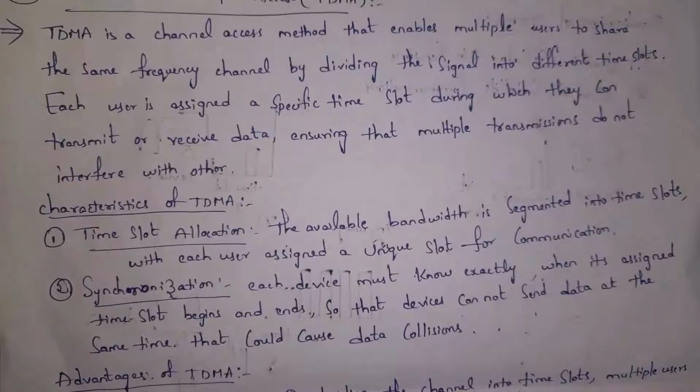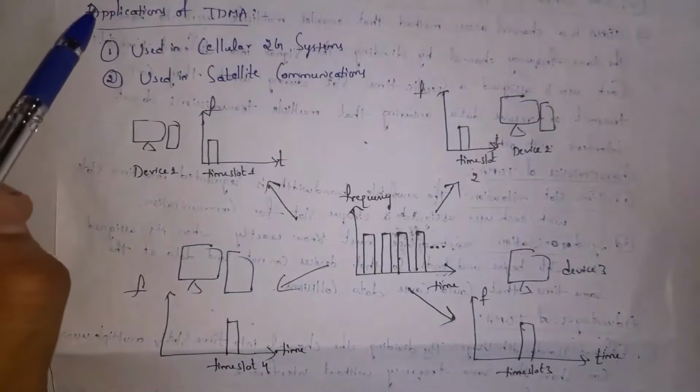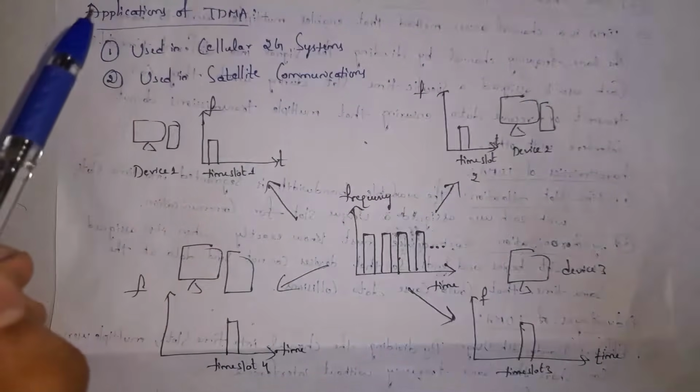These are characteristics of TDMA. And the first one is time slot allocation. I already said before, each device will get one time slot. And in that particular time slot, device can communicate. And second one is synchronization. Yes, synchronization means each device must know at what time the slot will begin and at what time the slot ends. So device can use only that particular time slot or else collision will occur. These are applications of TDMA. We will use TDMA in 2G networks and also in satellite communications.